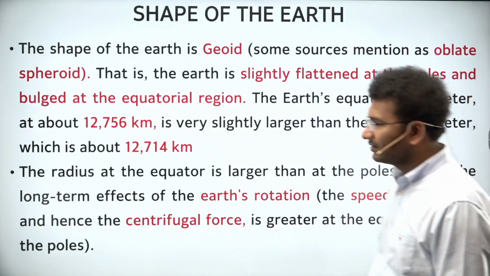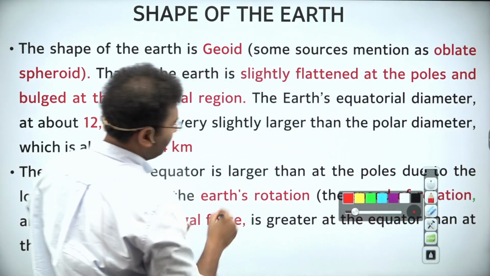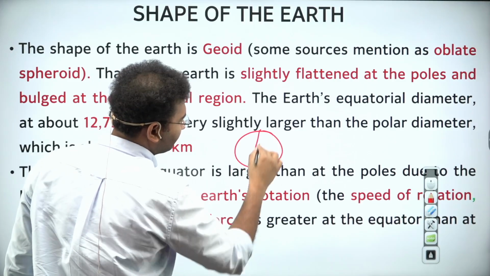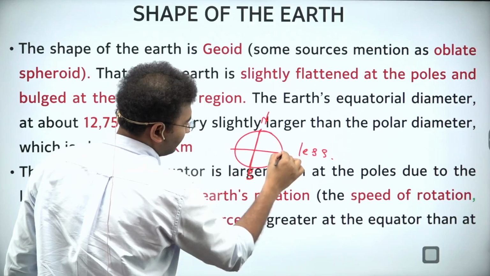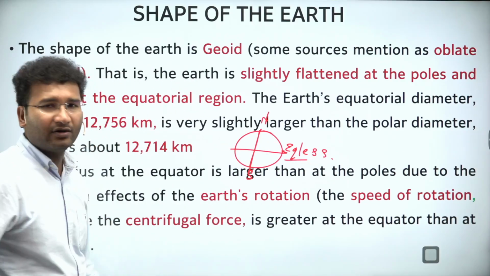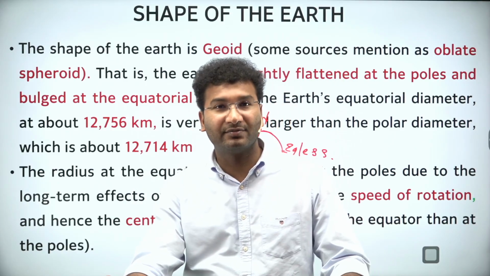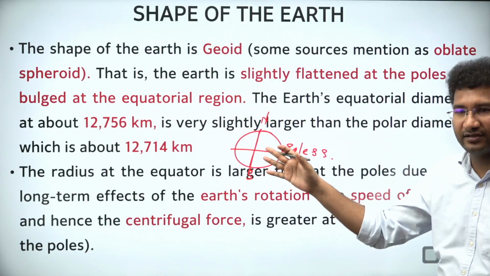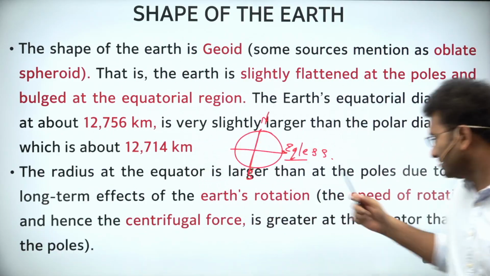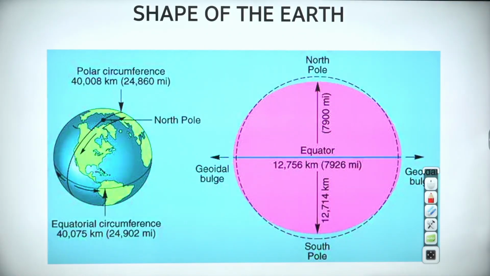That means, if you look at this earth, the diameter from North Pole to South Pole is less as compared to the diameter at the equator. Now, why am I telling all of these things? Because you will be learning about the latitudes and longitudes concept and the calculations of the time. For that, the shape of the earth is very, very important. Now, the radius of the earth is larger at the equator as compared to the radius from north to south pole. This is the fundamental fact. And this is the shape of the earth.